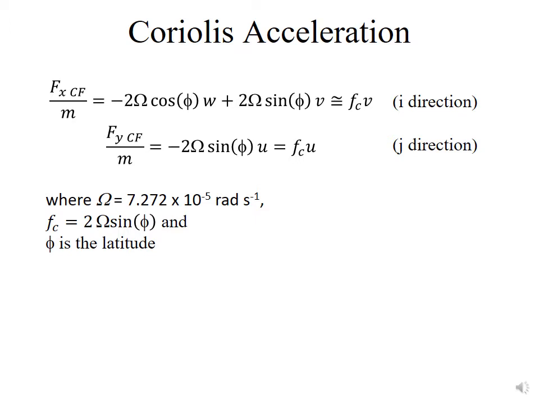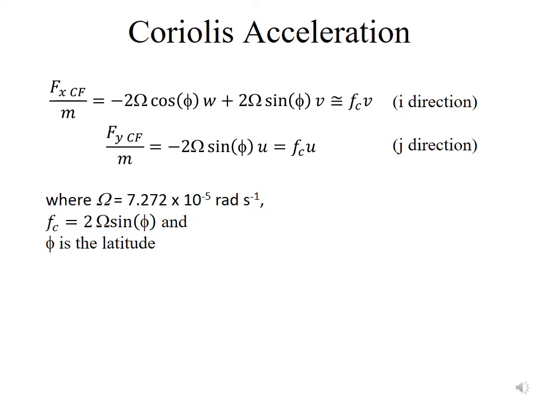So here we have the Coriolis acceleration. So we have the two different components, the east-west component in the I direction and the north-south component in the J direction. Let's take a look at the east-west direction first, and that is going to be equal to minus 2 omega cosine phi times W plus 2 omega sine phi times V, which is the north-south wind.